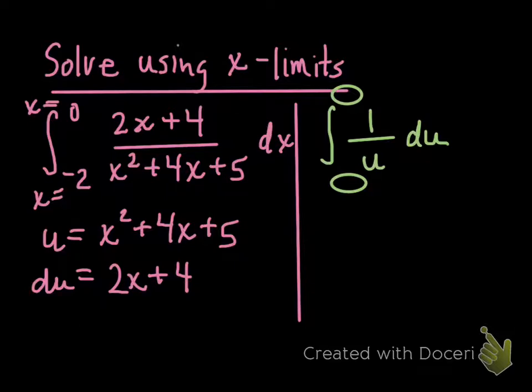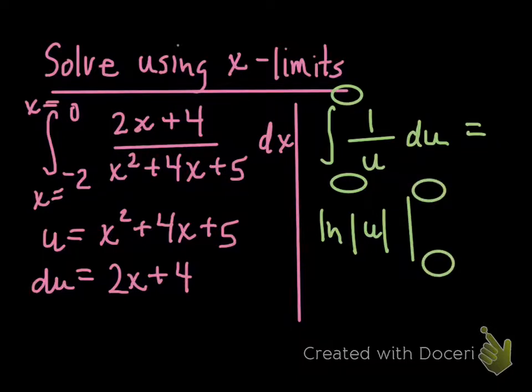So my challenge now is to integrate 1 over U. Well, I know how to integrate 1 over U. That's going to be equal to the natural log of the absolute value of U. We don't have plus c this time, of course, we're working a definite integral. And we're not putting in negative 2 to 0 at this stage, as we are still writing our answer in terms of U. Stay tuned.